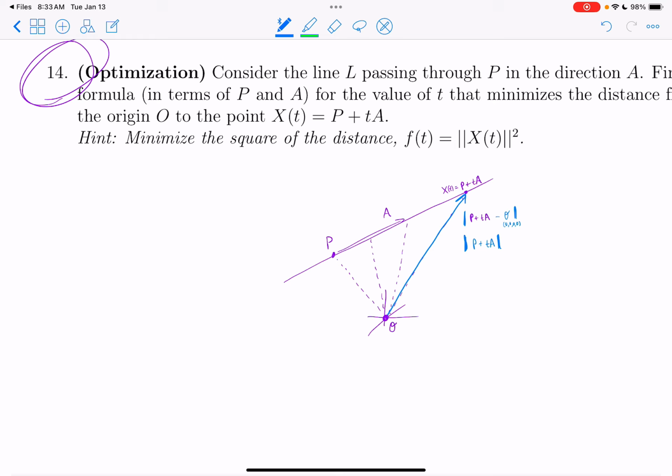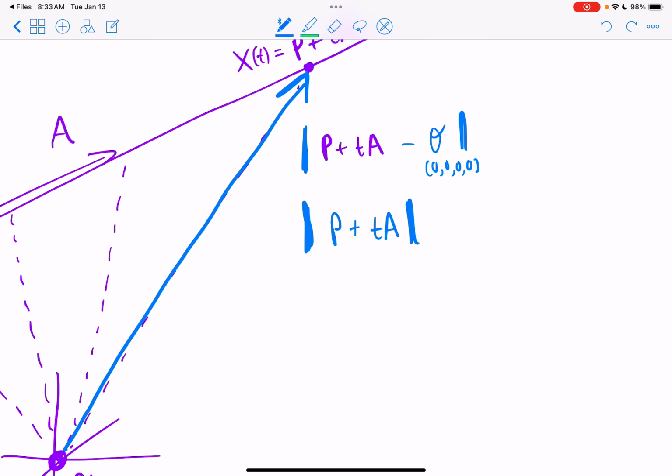Now here's the hint. The hint is minimize the square of the distance. Why? Because then you don't have to take the derivative of a square root. This thing is secretly the square root of a sum of squares, and that's sort of annoying. So this is the distance, d of t, and let's minimize d of t squared instead.